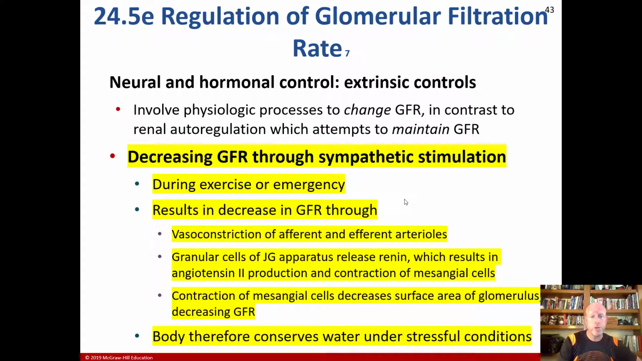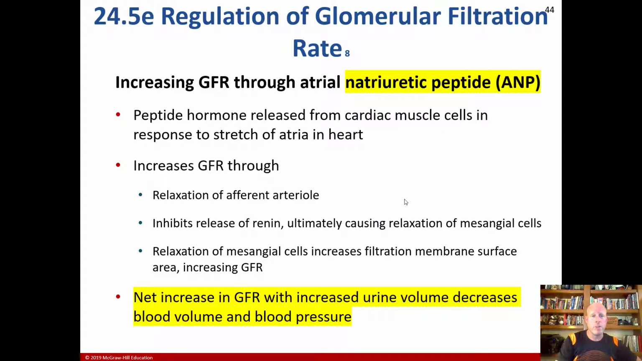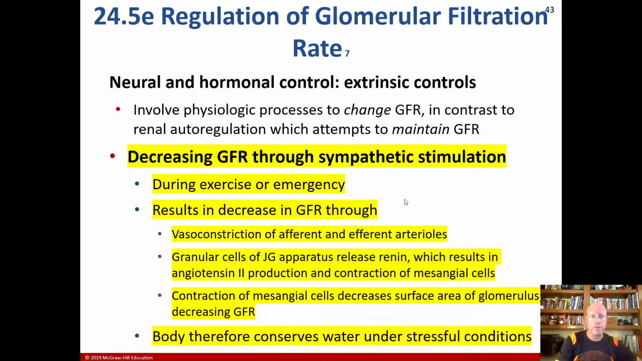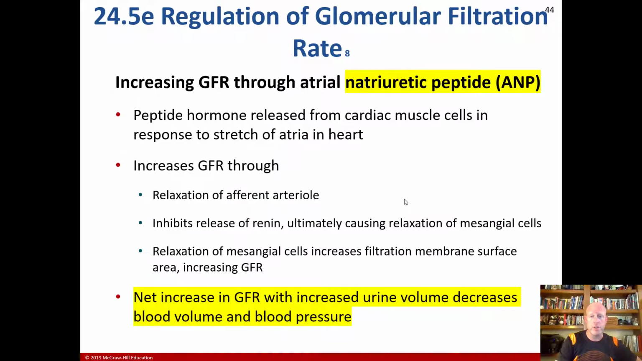With the glomerular filtration rate and decreasing it with sympathetic stimulation, make sure you understand all the different aspects that occur with that sympathetic stimulation, with decreasing GFR, I should say. Make sure you understand all that, as well as the role of natriuretic peptide ANP, and how it relates to net increase in GFR, and what's happening with urine volume and blood pressure, in both aspects when we're talking about decreasing GFR or increasing GFR.